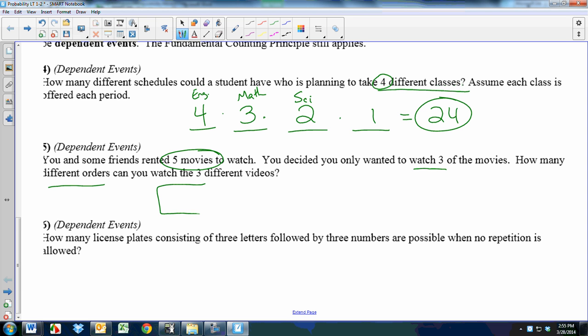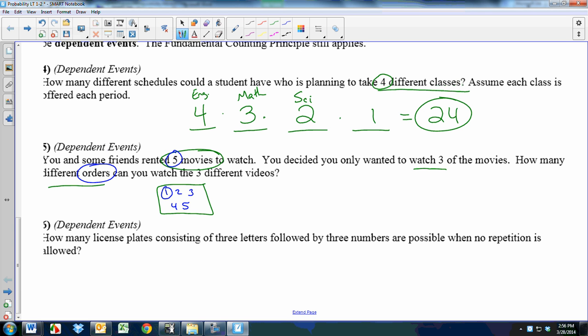Let's say we have a kitchen table here, and it has our 1, 2, 3, 4, 5 videos sitting on it. So you're sitting at home, you and your friends went to the video store, you rented 5 movies, and now they're sitting on the kitchen table. You decide that you're going to watch 3 movies. How many orders can you watch those 3 movies? Well, if you're sitting there at your house about to watch movies, you're going to walk over to this kitchen table and you're going to pick a video. Okay? Then you're going to watch it.